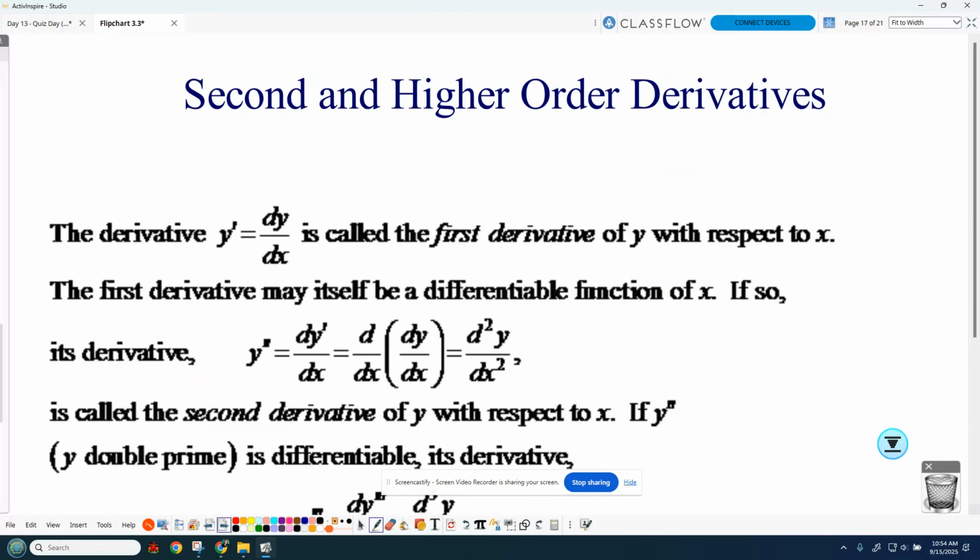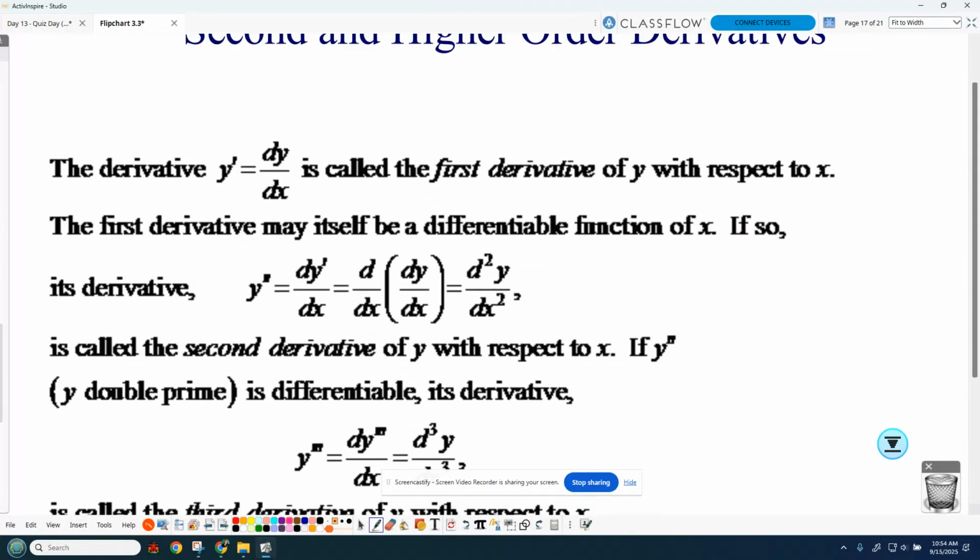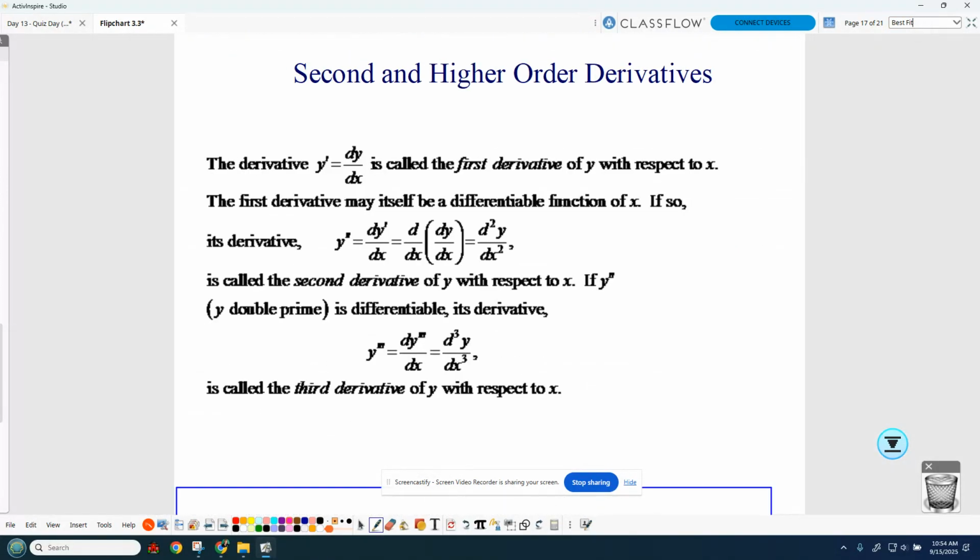Notation, don't write it down, just look at it. First derivative, y prime. Second derivative, y double prime. And they might write it like that. Okay, physics friends.